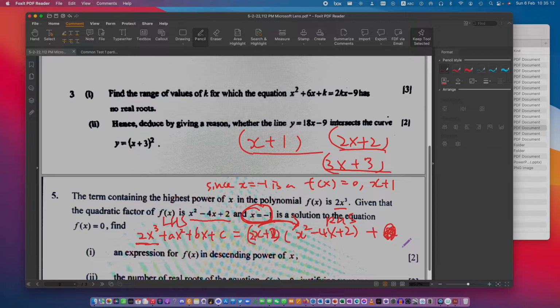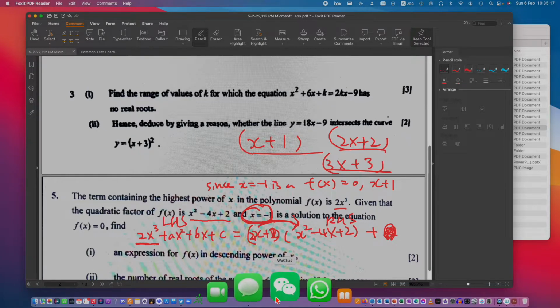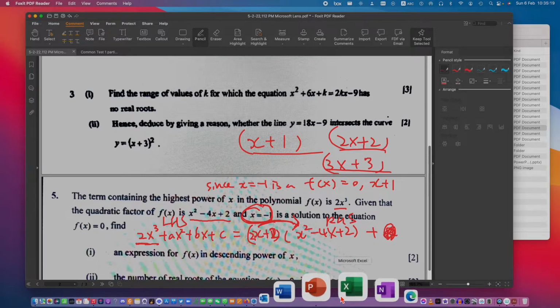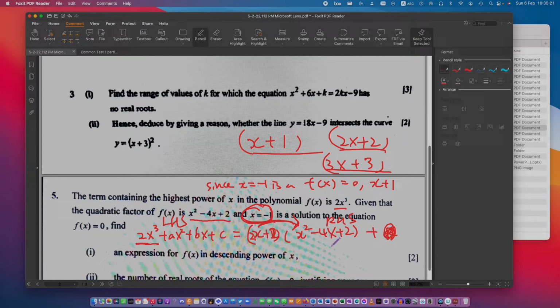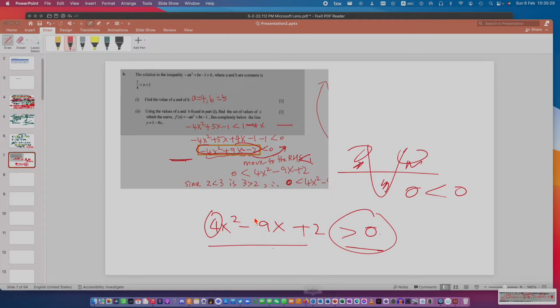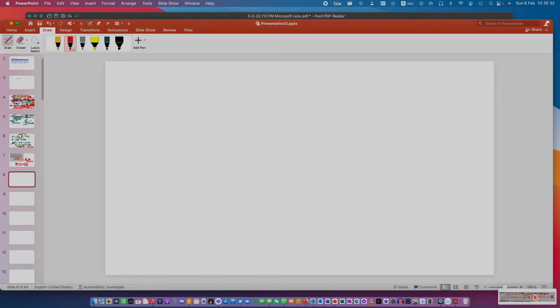What? By comparison. But then the 2x to the power of 3 plus a x squared plus bx plus c equals 0. Yeah. Then how do you compare them? Compare the x squared term, x term, and c. But the right hand side is 0. No, the right hand side is not 0, right? Is it? I don't know. Let's try.